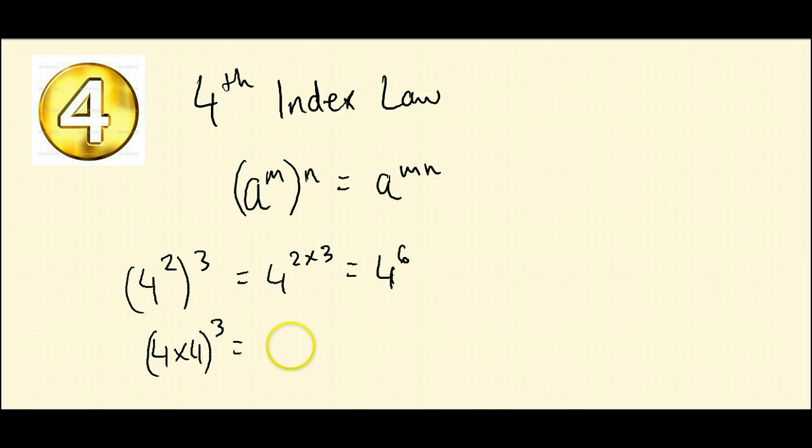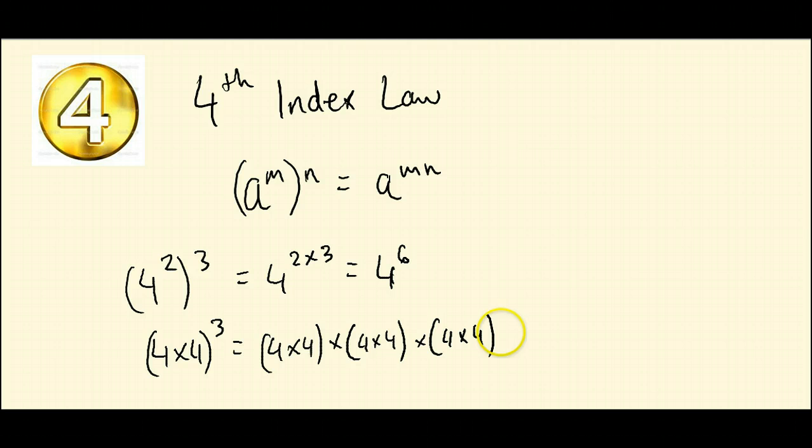So that's going to equal this. 4 times 4 in brackets times 4 times 4 in brackets times 4 times 4 in brackets. Okay, we've done it 3 times, the 4 times 4. Now the brackets actually don't do anything to this equation, so we can drop the brackets and we'll just have 4 times 4 times 4 times 4 6 times. Okay, 1 2 3 4 5 6.